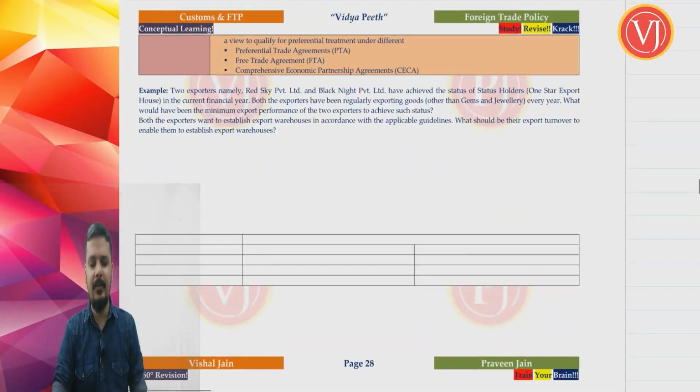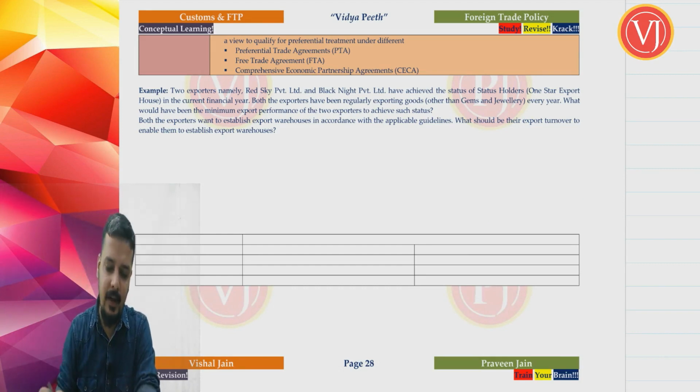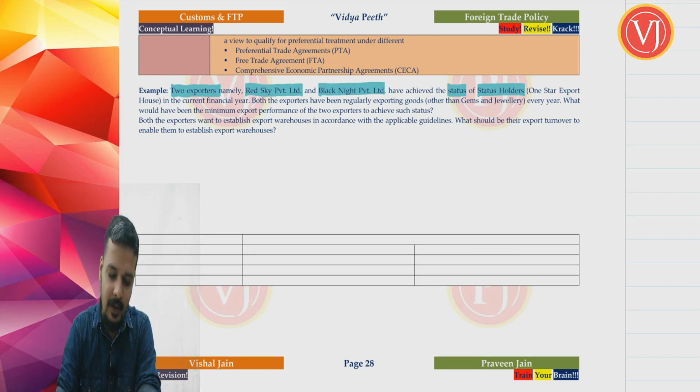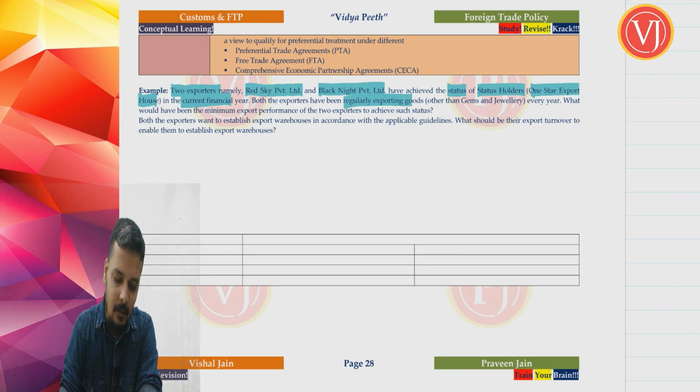A small example with which we are done with your general provisions relating to import and export totally. This was a question in your ICA material, a very simple question. You have to explain in detail, but the concept is very simple. Two exporters, Red Sky Private Limited and Black Knight Private Limited, have achieved the status of status holders, 1-star export house, and both have 1-star export house category in the current financial year. Both exporters have been regularly exporting goods other than gems and jewelry. What is the minimum export performance of these 2 exporters to achieve such status?